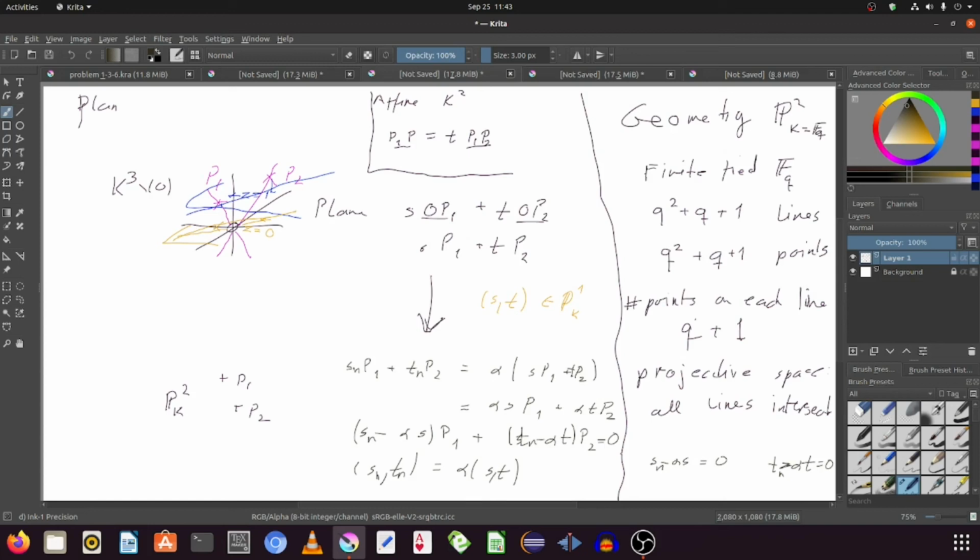So now I think we can make a clear argument. If we have two distinct parameters giving the same point, then the parameters will be proportional, will come from the same projective point. There we go. So that ends the answer to the first part of the problem.